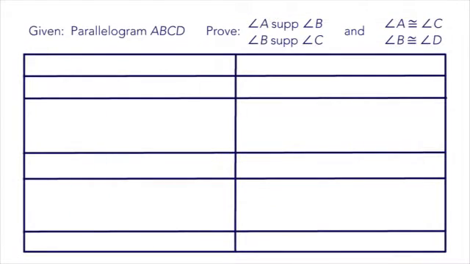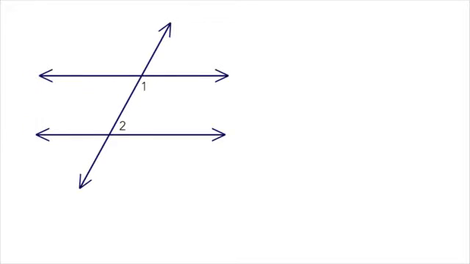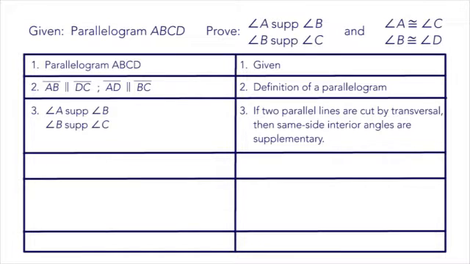Well, it's a parallelogram, so both pairs of sides must be parallel. So segment AB is parallel to segment DC, and segment AD is parallel to segment BC because of the definition of a parallelogram. I need to show that angle A and angle B are supplementary, and they look just like that picture that showed that same-side interior angles are supplementary when two parallel lines are cut by a transversal. If segment AB is a transversal, then angle A and angle B are same-side interior angles. My theorem from the toolbox said that they must be supplementary.